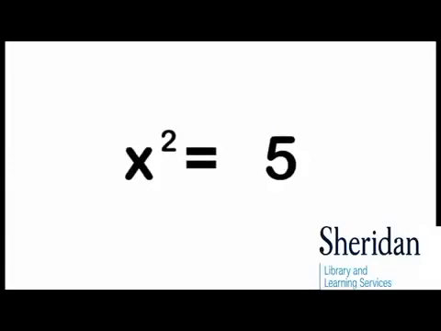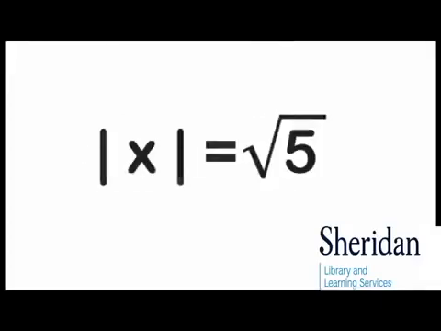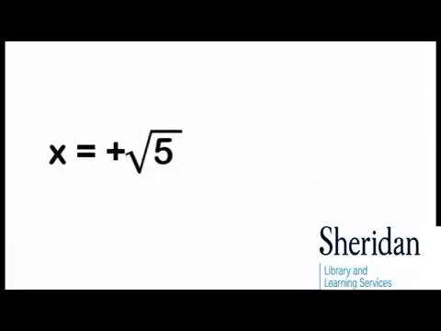Consider the equation x squared equals 5. There are two methods to solve this equation. The first method was described in the previous video. We start by taking the square root on both sides. So we get square root of x squared equals square root of 5. Hence, absolute value of x is equal to square root of 5. Therefore, x equals plus square root of 5 or x equals minus square root of 5, since both numbers satisfy our equation.